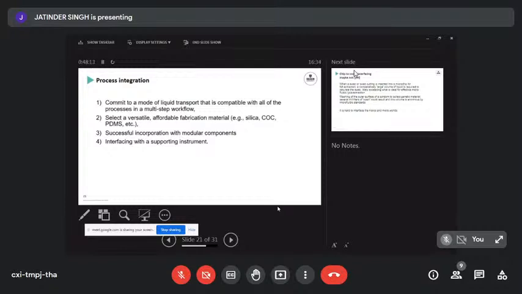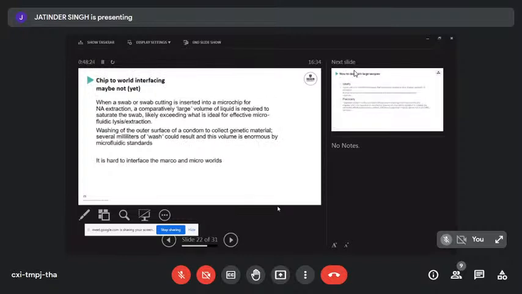And think early about interfacing with the support instruments. Talk with the electrical engineers early, so that you know what you need to have in place there as well. Chip-to-world interfacing is hard, because in all reality, we've all done our COVID tests. Once you've got a swab, you've got about 500 microliters of solution, which is huge for a microfluidic device. So we've got an incompatibility in volumes there.